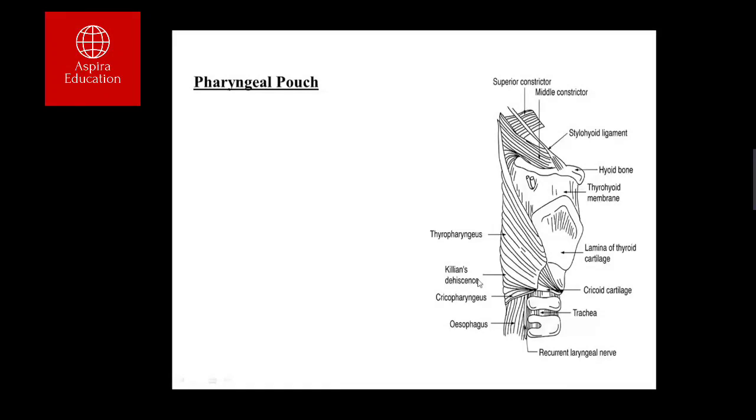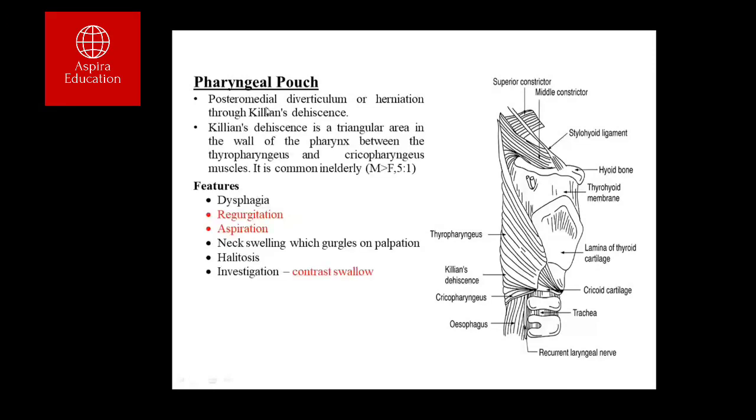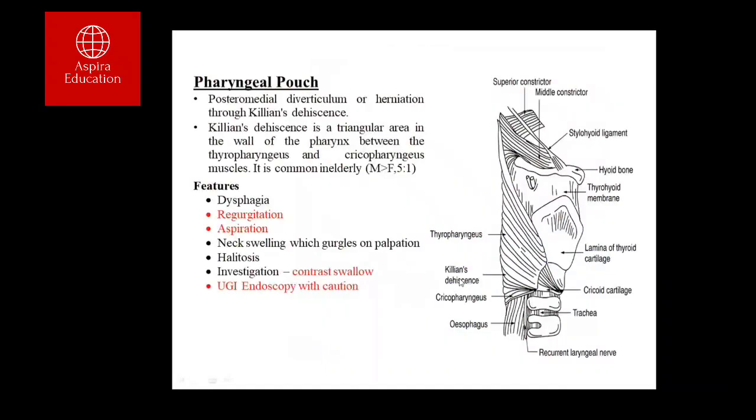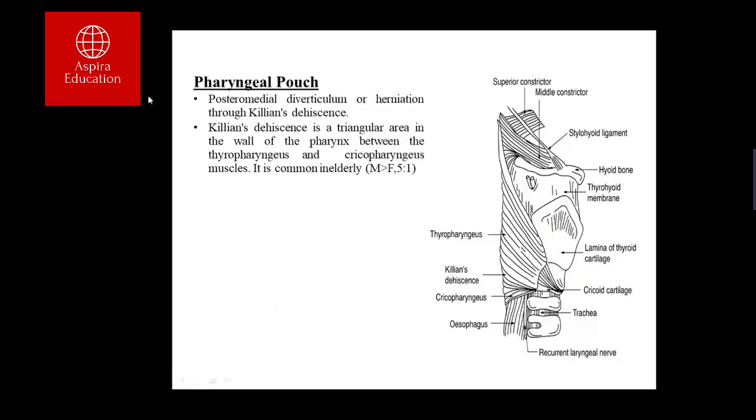A pharyngeal pouch is a posterior-medial diverticulum. I'll show a picture of the diverticulum so that it's quite clear. This is the diverticulum, also called Zenker's diverticulum, from the posterior-medial surface of the pharynx. So it's a posterior-medial diverticulum or herniation through Killian dehiscence. Killian dehiscence is a triangular area in the wall of the pharynx between the thyropharyngeus and cricopharyngeus. This is commonly seen in the elderly who have less elastic tissues.